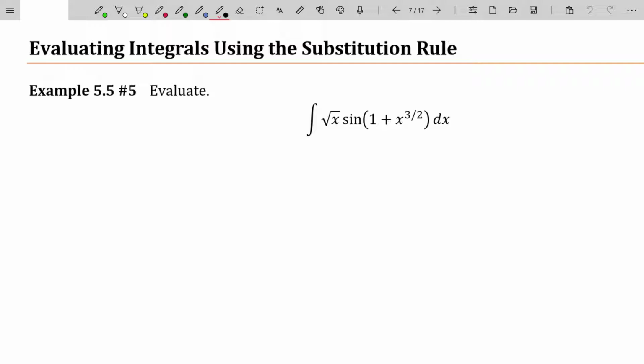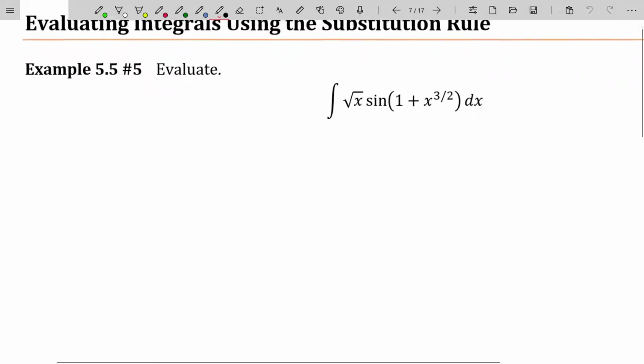It is all about evaluating integrals using a substitution rule. It is assumed that you know the substitution rule or have been exposed to it at this point. So let's go ahead and tackle very common substitution rule problems. And throughout this, I'm going to give you some tactics. All right, so let's go ahead and tackle this.